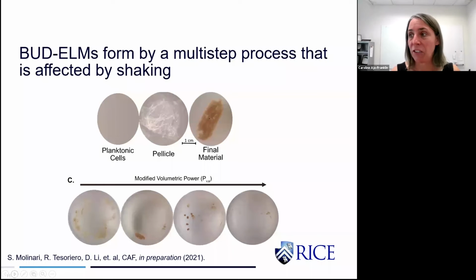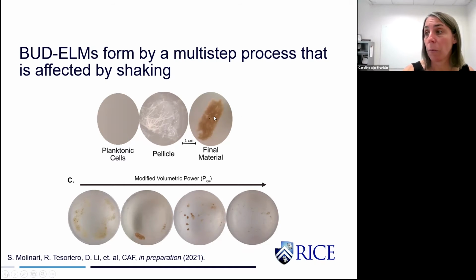So the next thing I want to share with you is our discoveries about how these actually form. And this is the work of Bobby Tesorio, a very talented graduate student in my group. What he discovered by watching and taking photographs of the bud ELM strain during growth is that at first they form just a planktonic culture that lasts about 12 hours. Then around 12 to 16 hours, they form this pellicle that floats at the air-water interface. That increases in thickness and density, and then eventually collapses on itself and sinks to the bottom of the culture as our final material.